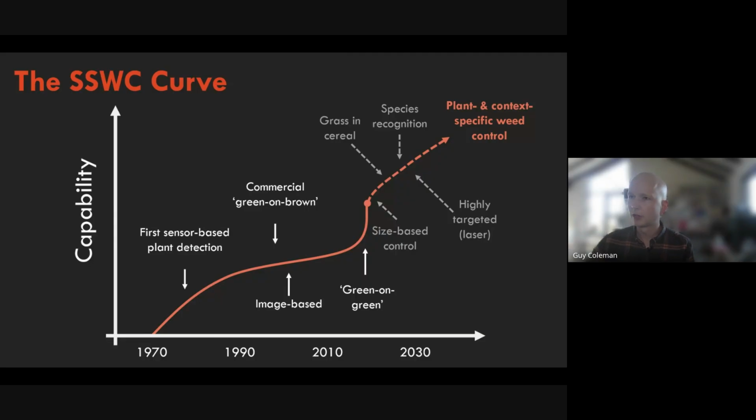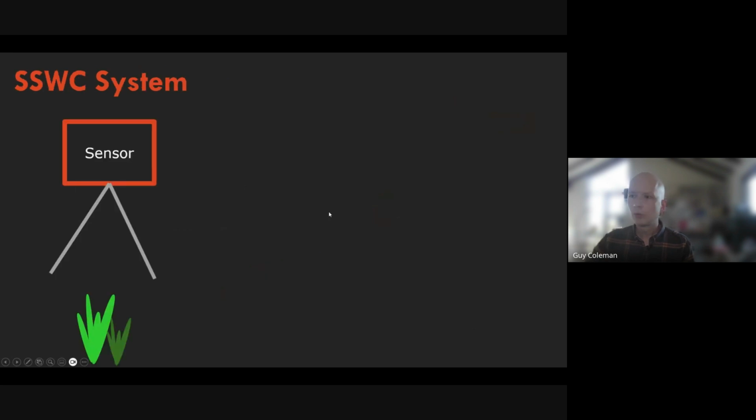So that's sort of the context of site-specific weed control. Then how does it fit within the site-specific weed control system? This is where the OWL sort of emerges within this ecosystem of different types of technology.